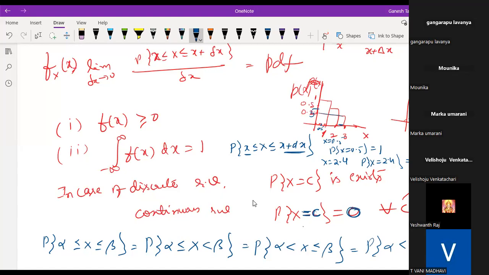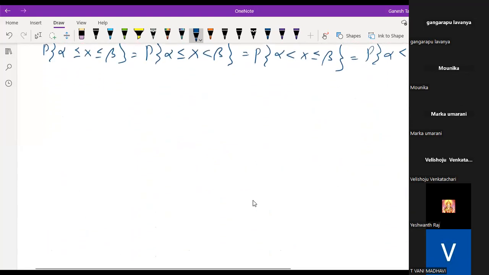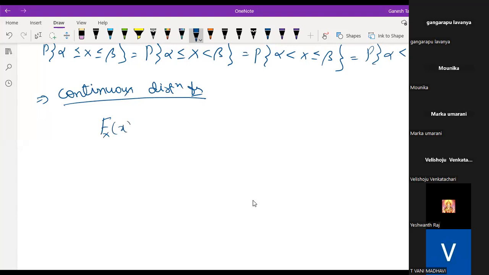Okay, so based on that, continuous distribution function, we'll write. Another point is the continuous distribution function. Simply, capital F of x, that is probability of x less than or equal to x.